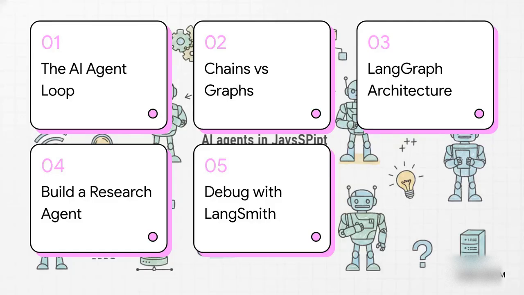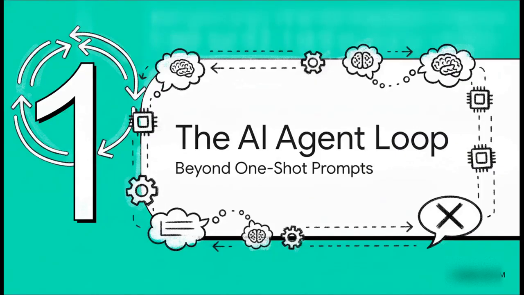First, the AI agent loop. Second, chains versus graphs. Third, Langgraph architecture. Fourth, building a research agent. And fifth, debugging with Langsmith. Section 1. The AI agent loop, moving beyond one-shot prompts.